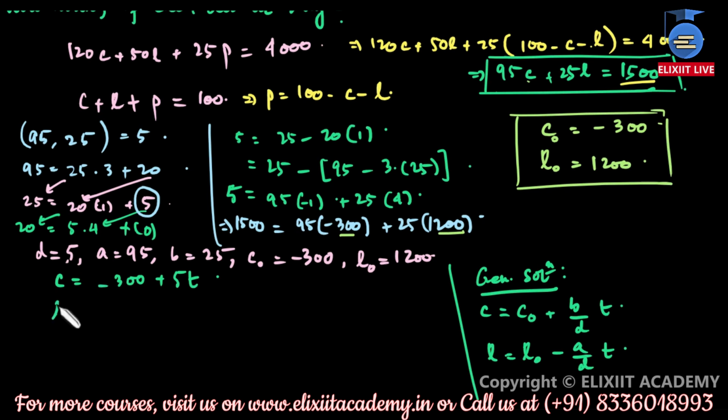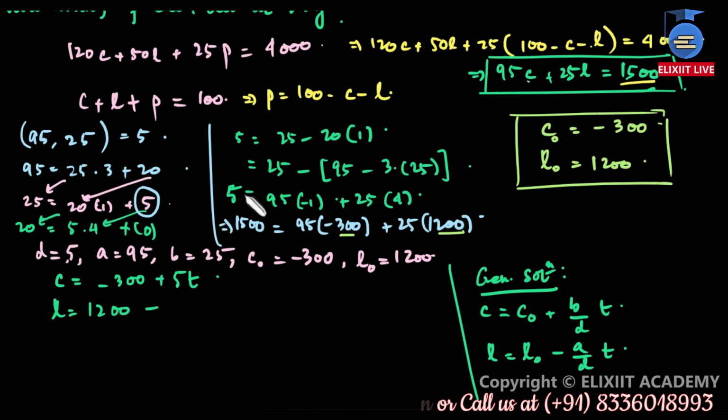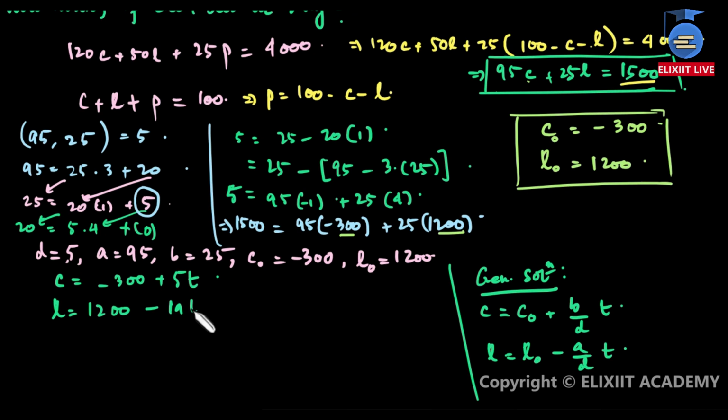And what is L? L is 1200 minus A by D. A by D means 95 divided by 5, that is 19, so minus 19T. So these are your general solution.